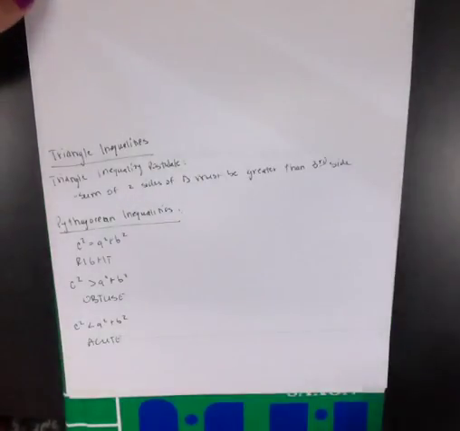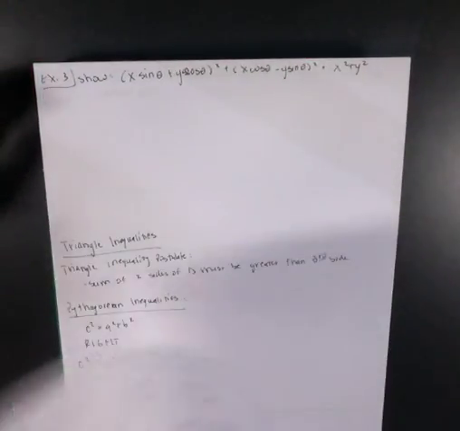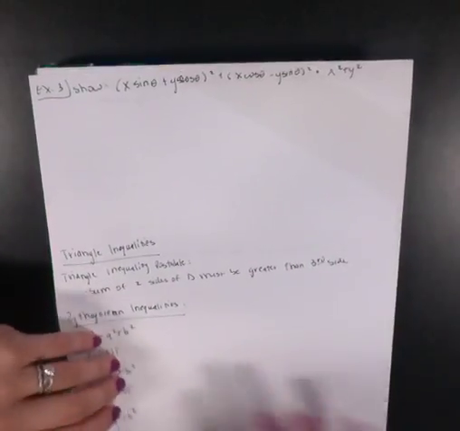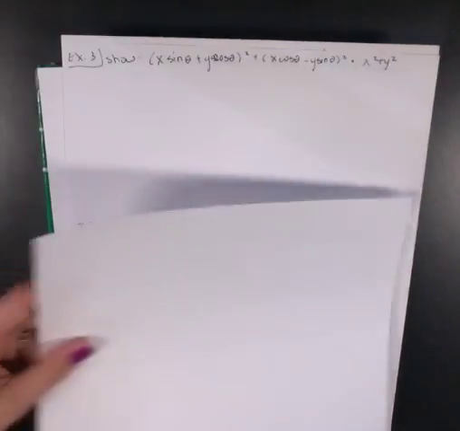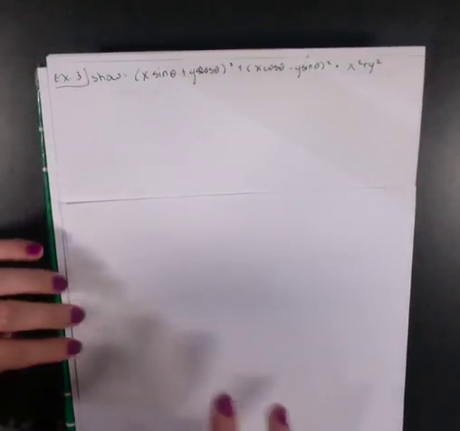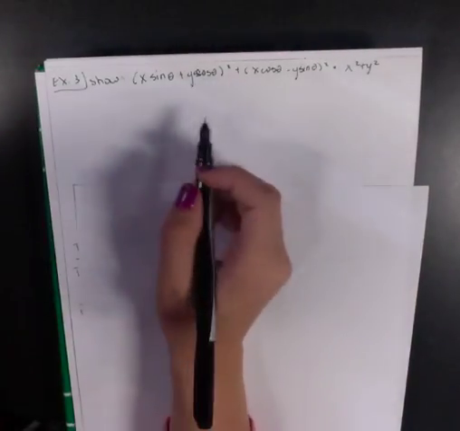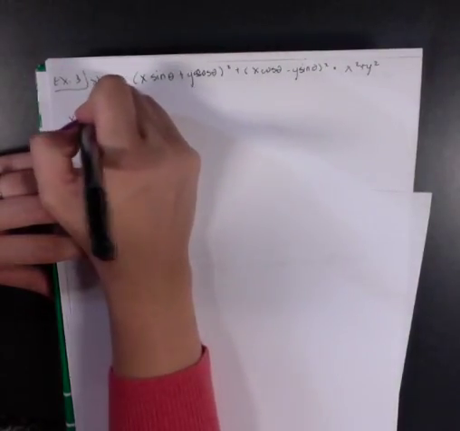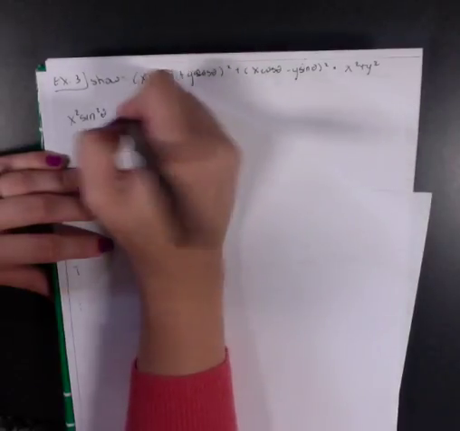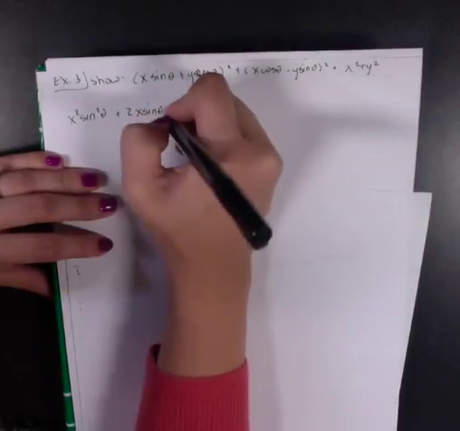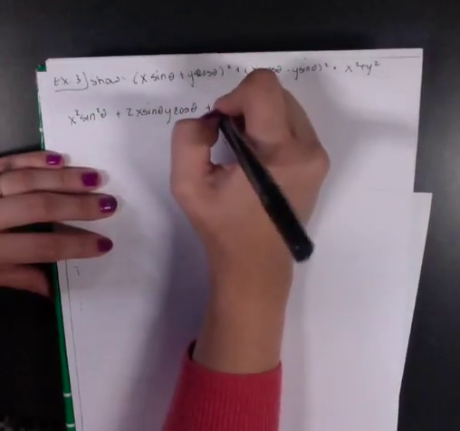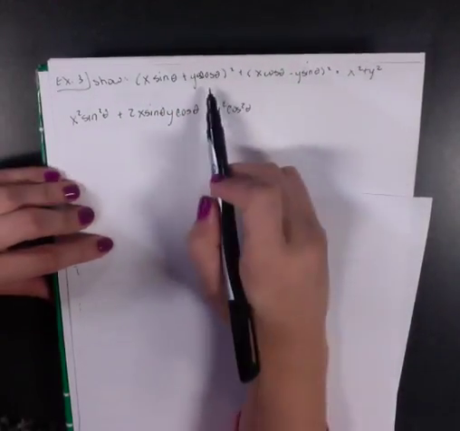Let's do another one. Cover that up so it's not distracting. So we want to show that (x sine of theta plus y cosine of theta) squared plus (x cosine of theta minus y sine of theta) squared is x squared plus y squared. So I am going to FOIL out these terms. So I will have x squared sine squared of theta plus 2x sine of theta y cosine of theta plus y squared cosine squared of theta. That's this first term.